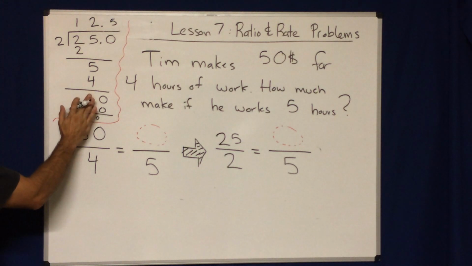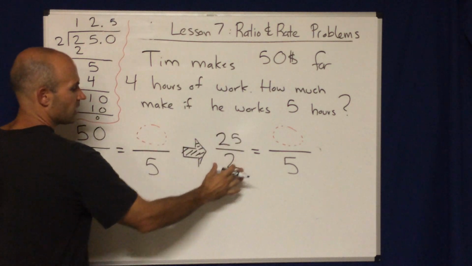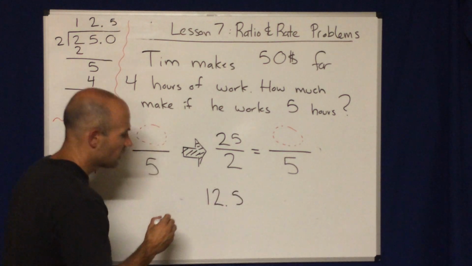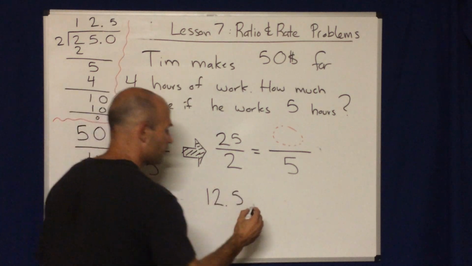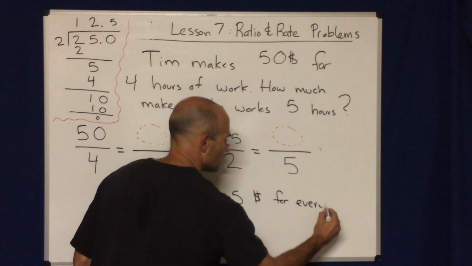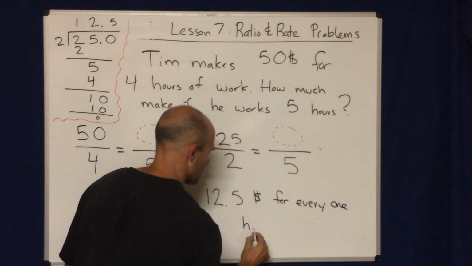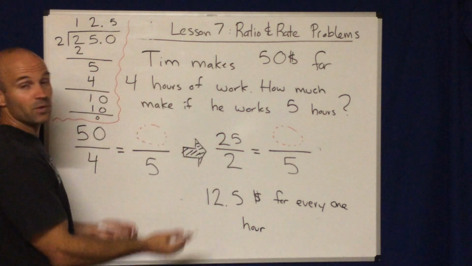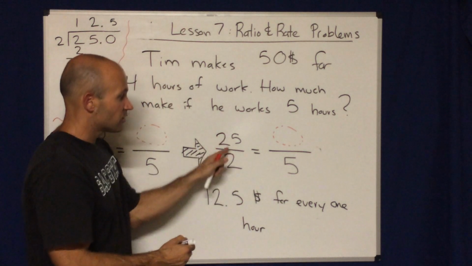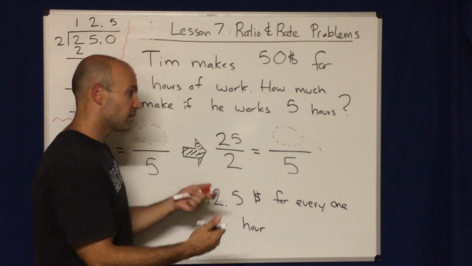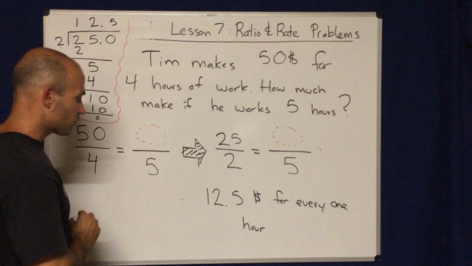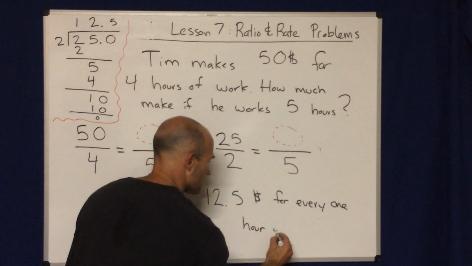What this computation tells us is that this number right here is equal to 12.5, which is the unit rate, meaning that Tim makes $12.5 for every 1 hour worked. Every 1 hour. So the difficulty definitely jumped up a bit when you can no longer go from one fraction to another by simply dividing or multiplying. You may have to find the unit rate, which might take a little bit of time. So $12.5 for every 1 hour worked.